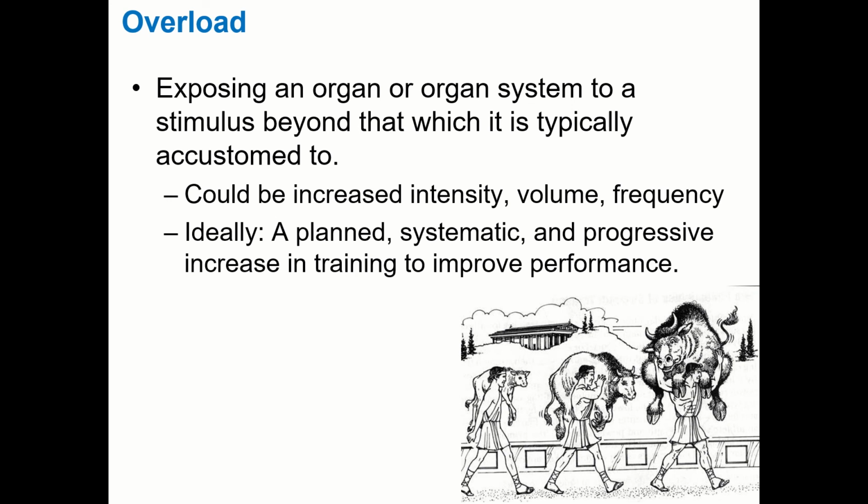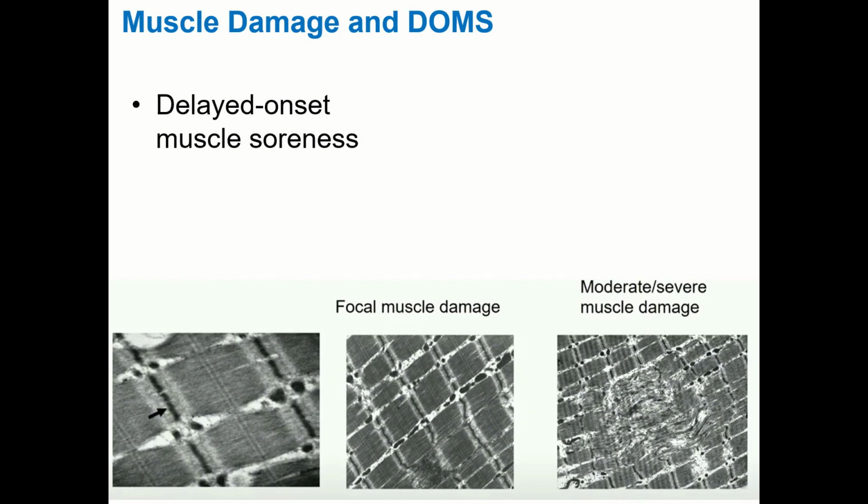But there's that concept of progressive overload, right? All right, so this will be our last thing for today. If you apply an overload stimulus, you're going to damage the muscle. But within limits, that's what you're looking for, because that's going to cause the muscle to adapt. So delayed onset muscle soreness, the abbreviation is DOMS, is the muscle soreness you get 24 to 48 hours after training.